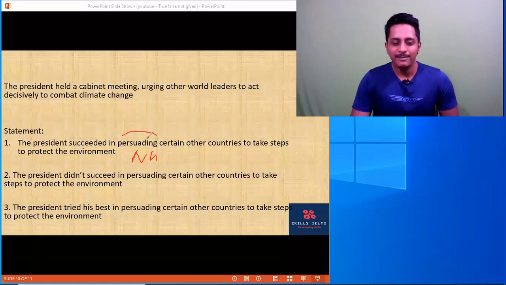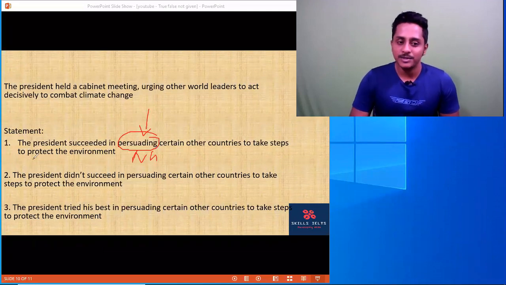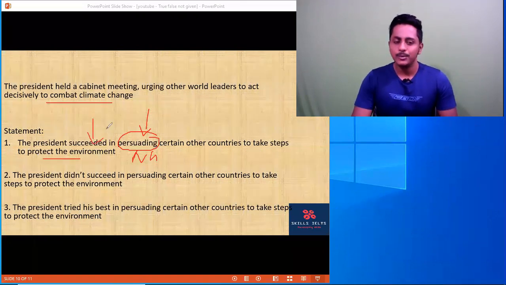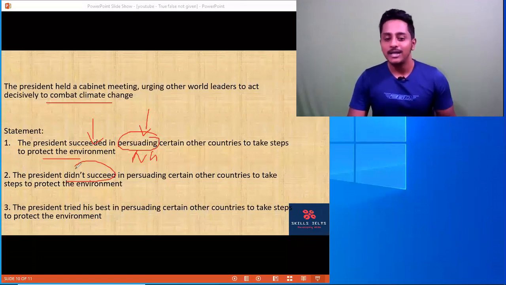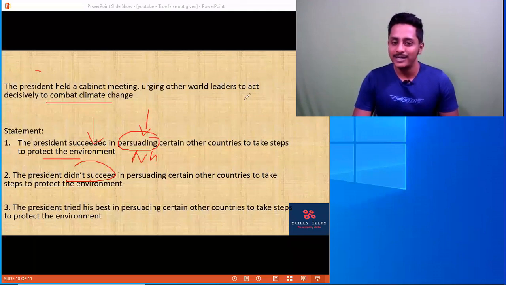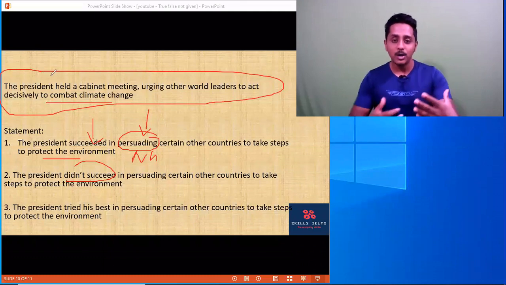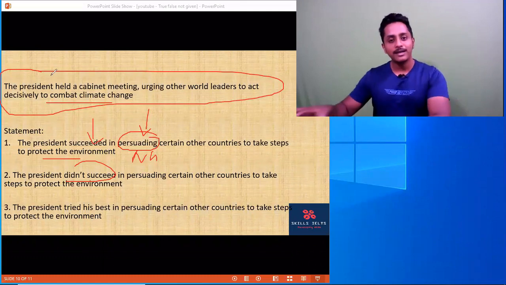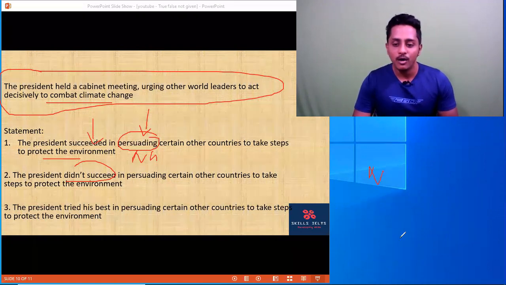Persuade is making them do it, or not taking permission from them. Succeeded in persuading or making them do things, persuading someone to take steps to protect the environment, to combat climate change. Everything is matching, but succeed is not. You cannot say that the president did not succeed either. This also is talking about the outcome. The paragraph nowhere has talked about the outcome. Guys, if you can categorize the question in terms of how, what, outcome, and so on, as per the given question, you can easily figure out if it is not given or true or false.